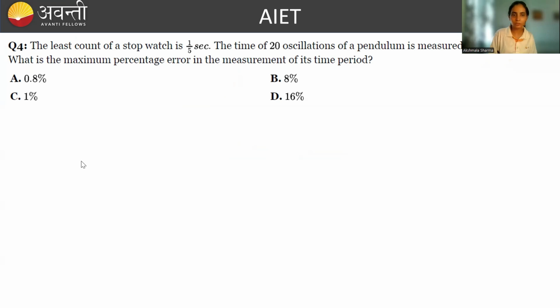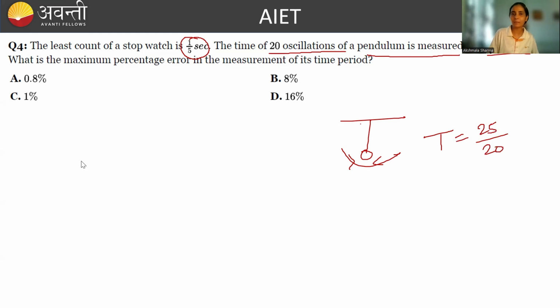Least count of a stopwatch is 1 by 5 seconds. So the stopwatch that is getting used has a least count of 1 by 5 seconds. Time of 20 oscillations of a pendulum is measured to be 25 seconds. So there is a pendulum, and if it is oscillating 20 times, then the time measured is 25 seconds. So time for one oscillation, the time period, will be equal to 25 by 20, because 25 seconds it is taking for 20 oscillations. So this is the time period.